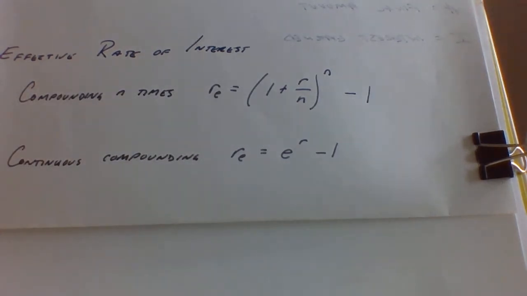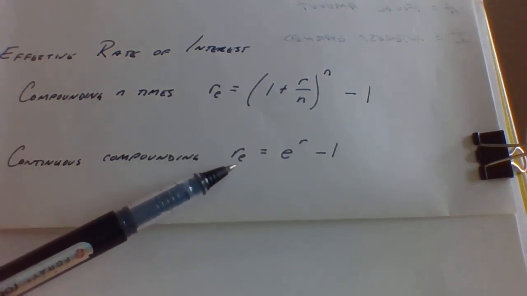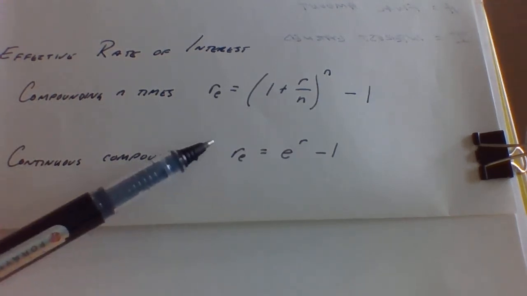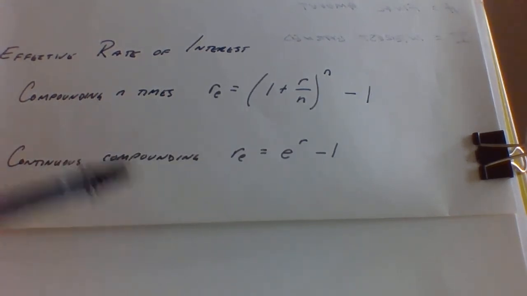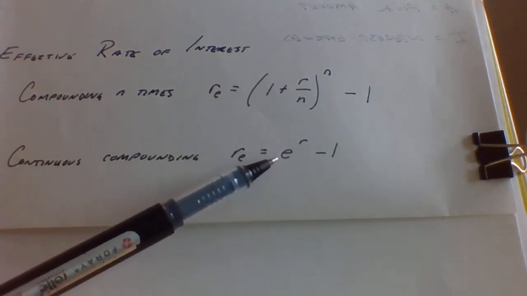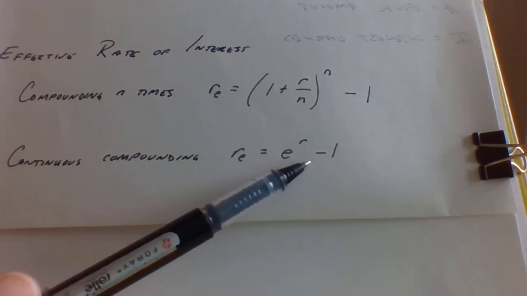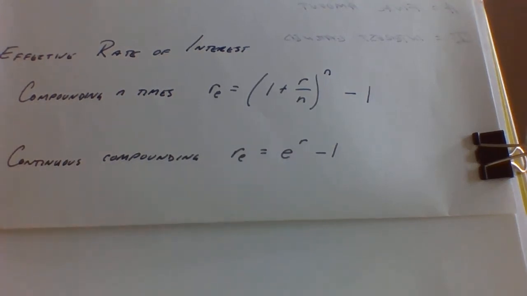The second one for the effective rate is going to be if we have continuous compounding. On the left-hand side, R sub E. Again, this R sub E stands for effective rate. We're not going to be plugging anything in on the left-hand side. On the right, we have e to the power R, all of that minus 1. Let's go ahead and take a look at an example.